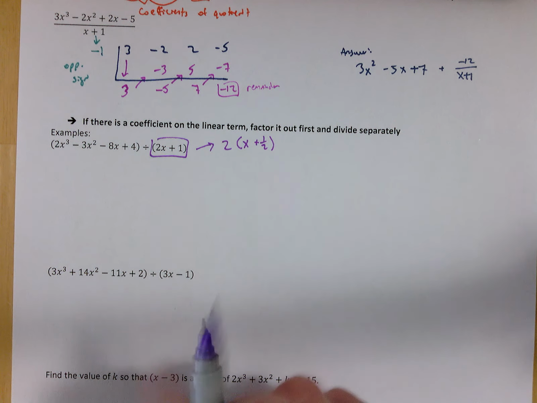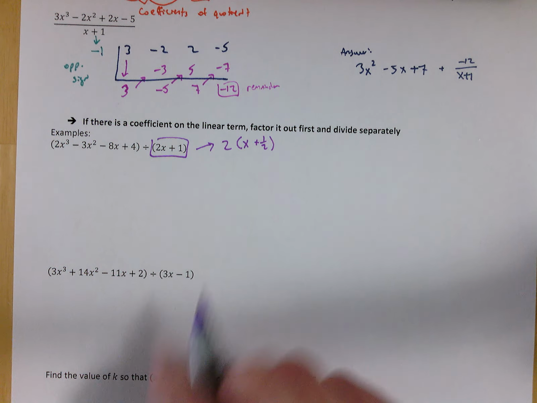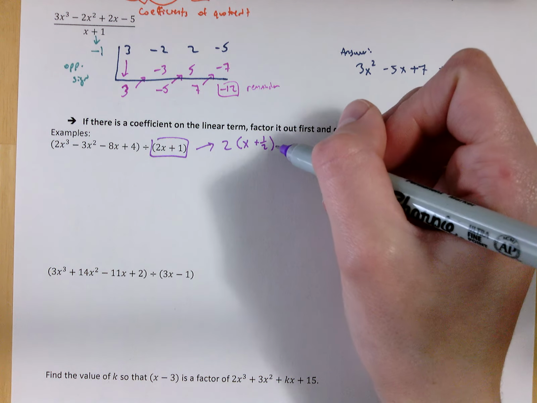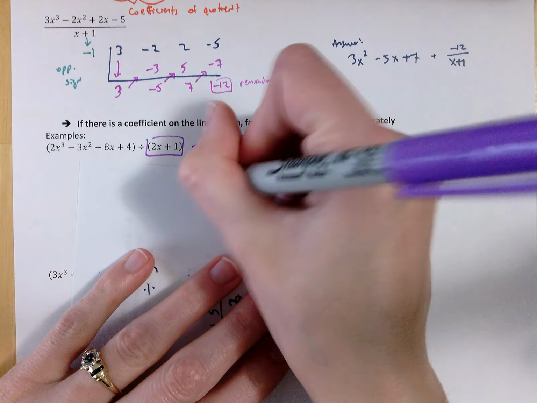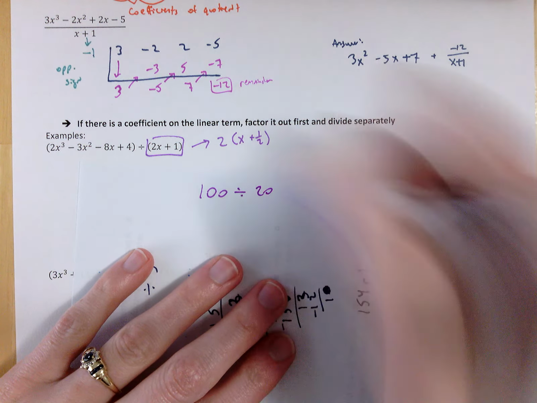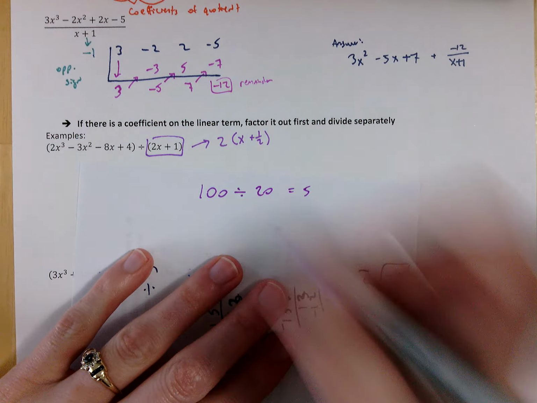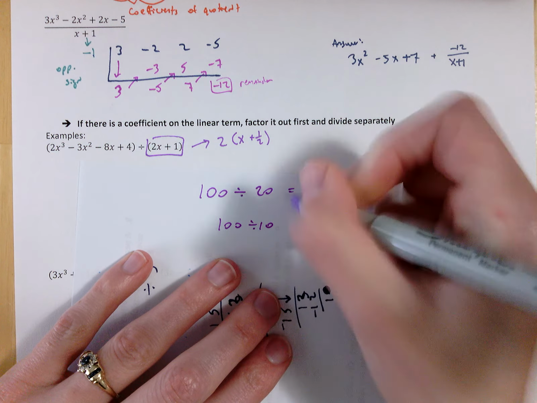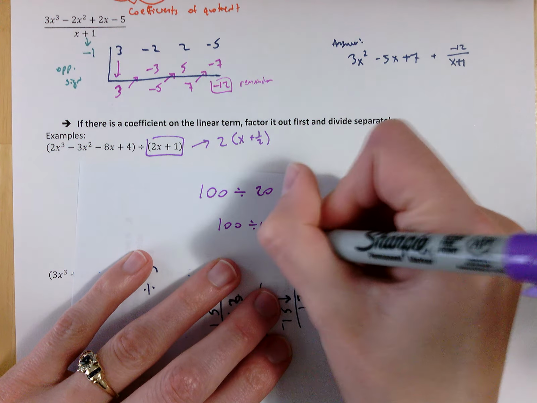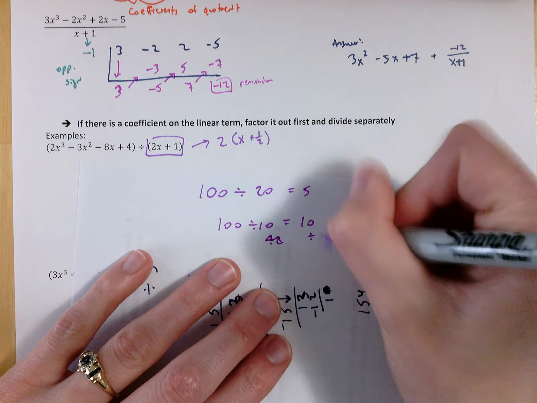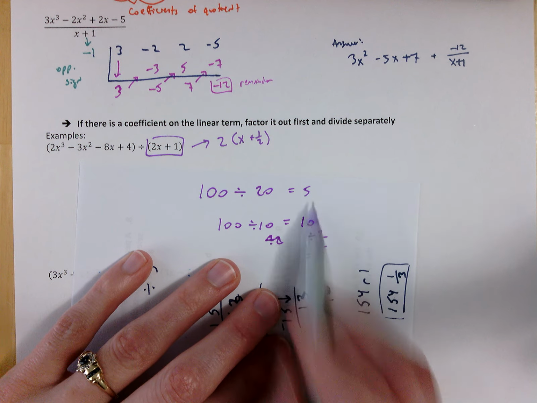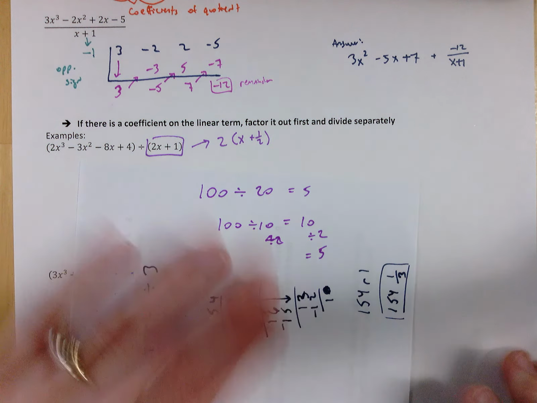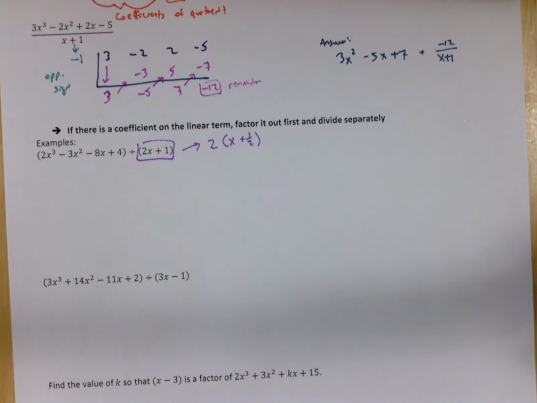What we're going to do is divide separately. We're going to start by dividing by x plus 1/2, and then once we get that answer, we'll divide by 2. The logic here is similar to, say, 100 divided by 20. Obviously, we know that's 5. But you could also do 100 divided by 10, which is 10, and then divide that by 2, which is 5. So instead of dividing by 20, I divided by 2 things that multiply to 20, and you get the same answer. You're just dividing it separately. That's exactly what we're going to do here.